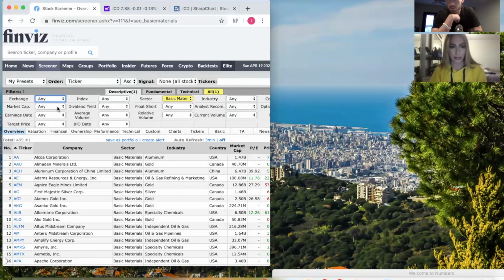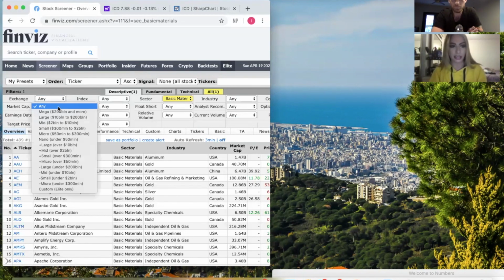Yeah, I like Nasdaq as well. Same thing with market cap. I tend to stick with the micro, kind of trading under the 300 million. But I don't really select that filter there. I normally just start from nano and work my way up.